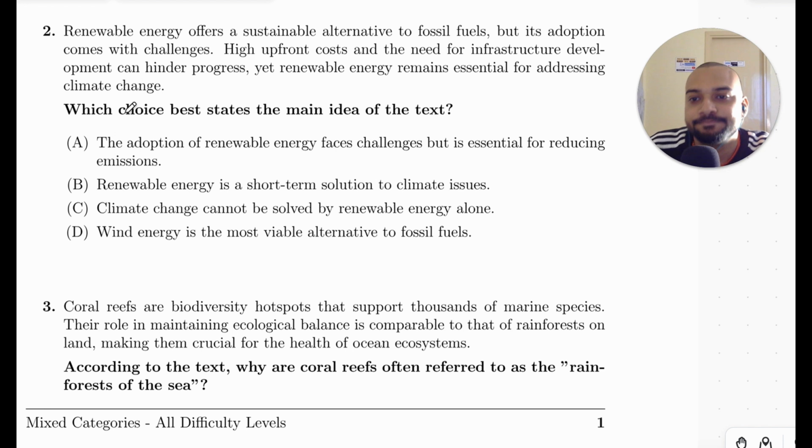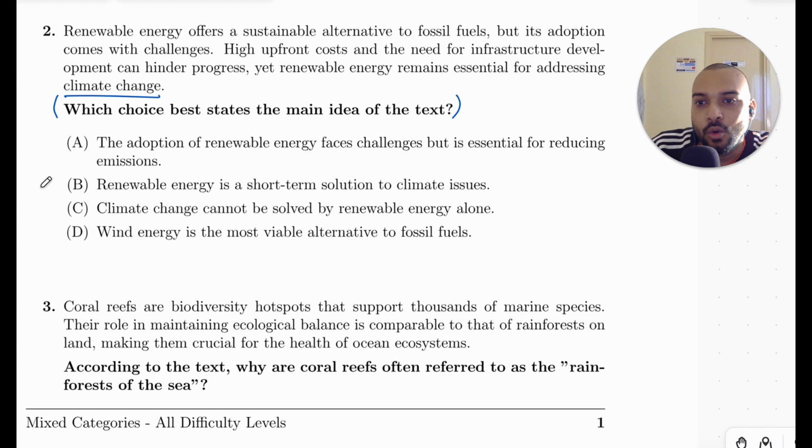Question number 2. Which choice best states the main idea of the text? Okay, main idea. For these questions, we need to read the complete text. Okay, so let's check. Renewable energy offers a sustainable alternative to fossil fuels, but its adoption comes with challenges. High upfront costs and the need for infrastructure development can hinder progress, yet renewable energy remains essential for addressing climate change. Okay, so it's talking about renewable energy being better than fossil fuels, going from a climate change perspective, but there are challenges associated with using renewable energy.